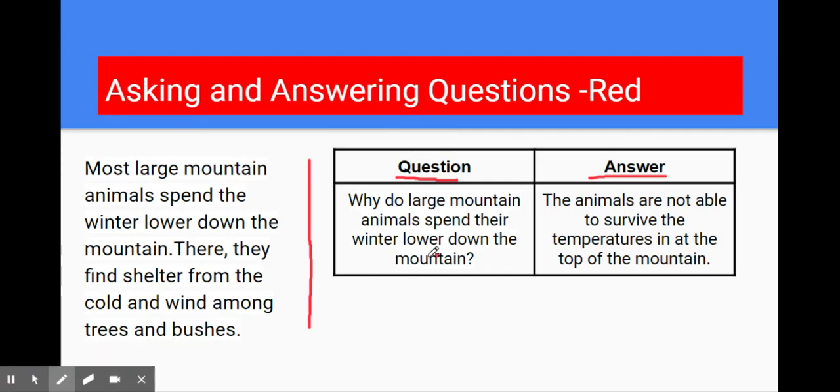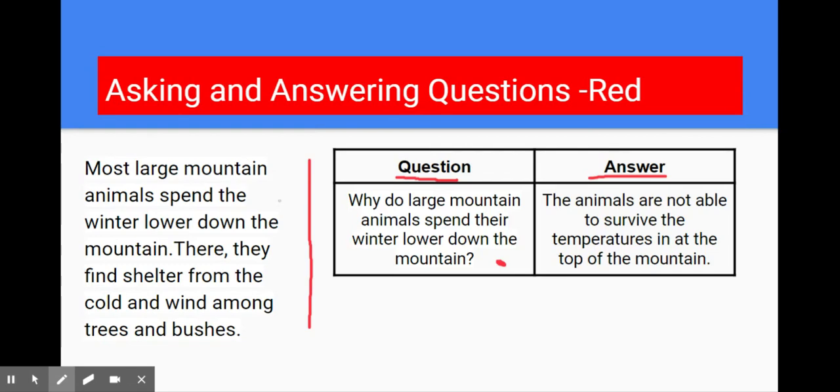Here, I have created a question that's not directly stated from the text. I'm asking a why question. Most red questions, or all of your red questions, should start with why. You want to know why something is happening. This is deeper than asking a what, when, where, and how question. My question is, why do large mountain animals spend their winter lower down the mountain? Why do they spend their winter lower down the mountain?